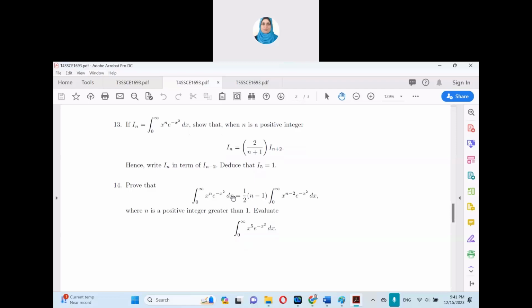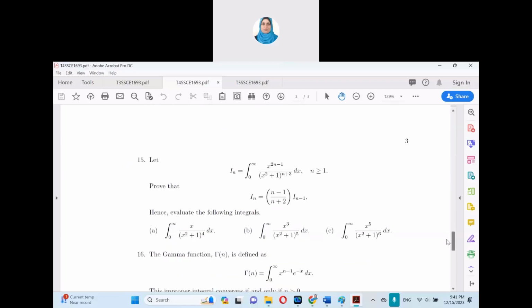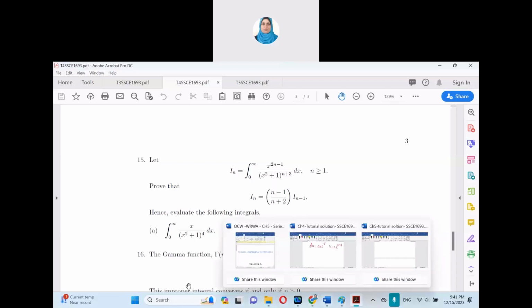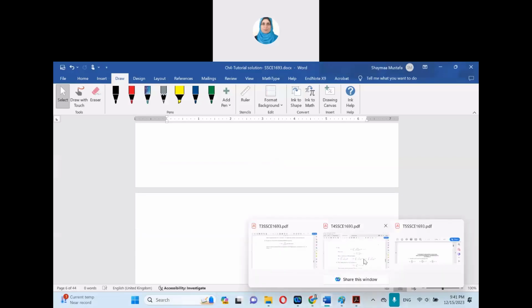For question 14, same. You need to take exactly the same approach as question 13. Take x to the power n for integration, and e to the minus x squared for derivative. Same exactly. Okay, 15, x^{2n+1}. You can solve 15 also, because from 10 until 15, all the same idea.